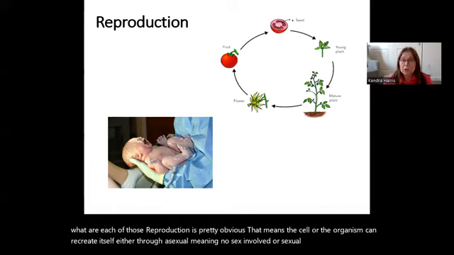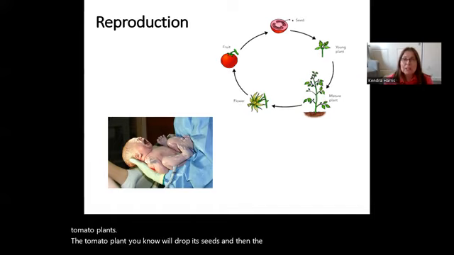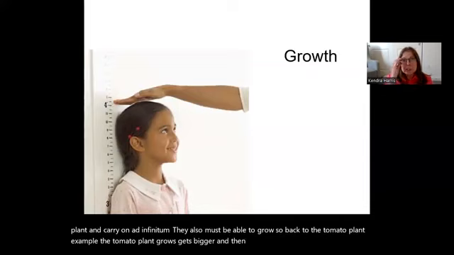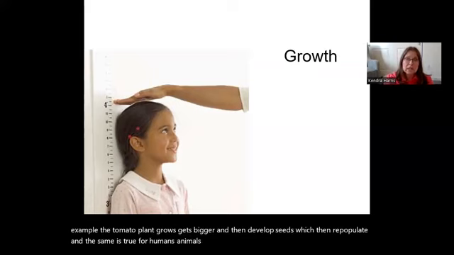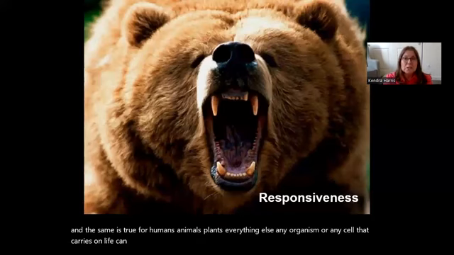in which case, like in this example, I have obviously the human, and then I also have a tomato plant. So a tomato plant will drop its seeds, and then the seed will sprout into a new tomato plant and carry on ad infinitum. They also must be able to grow. So back to the tomato plant example, the tomato plant grows, gets bigger, and then develops seeds, which then repopulate. And the same is true for humans, animals, plants, everything else; any organism or any cell that carries on life can grow. And then there's responsiveness.